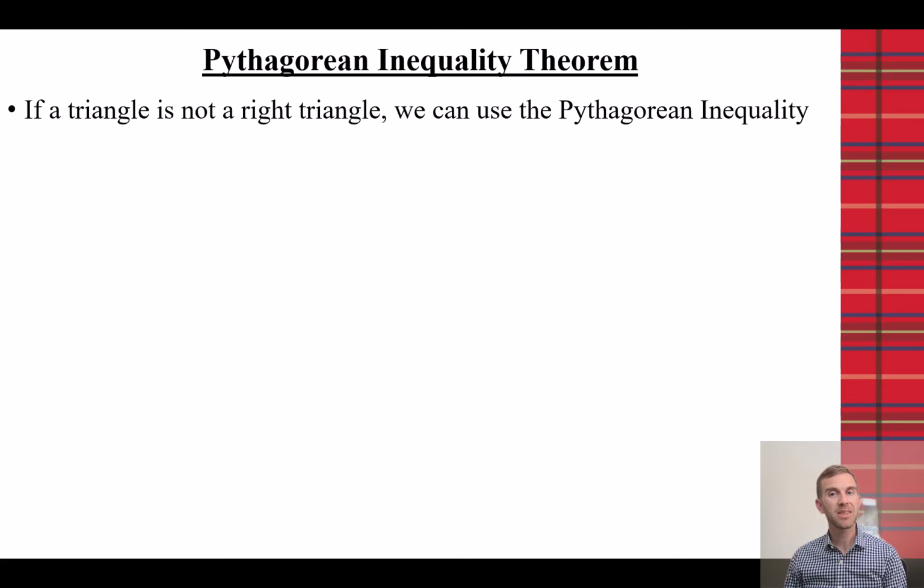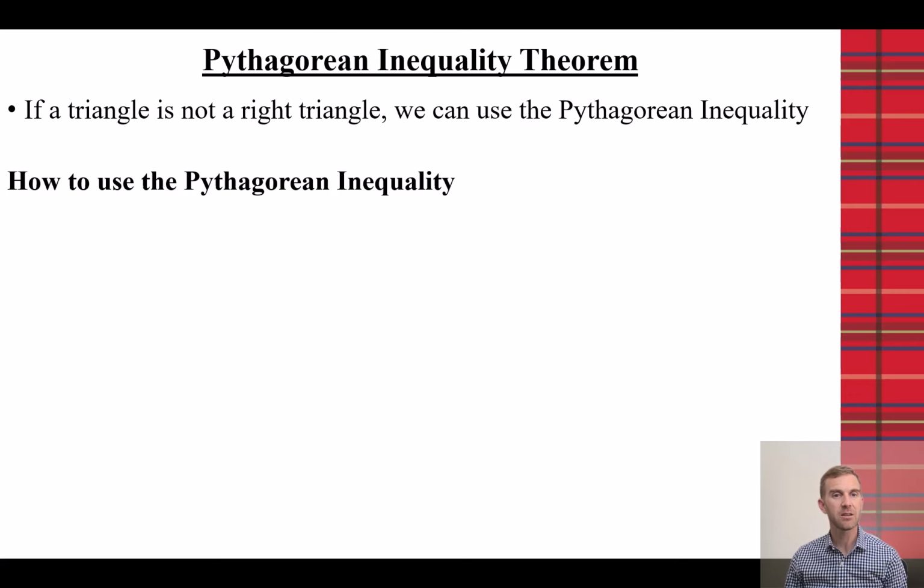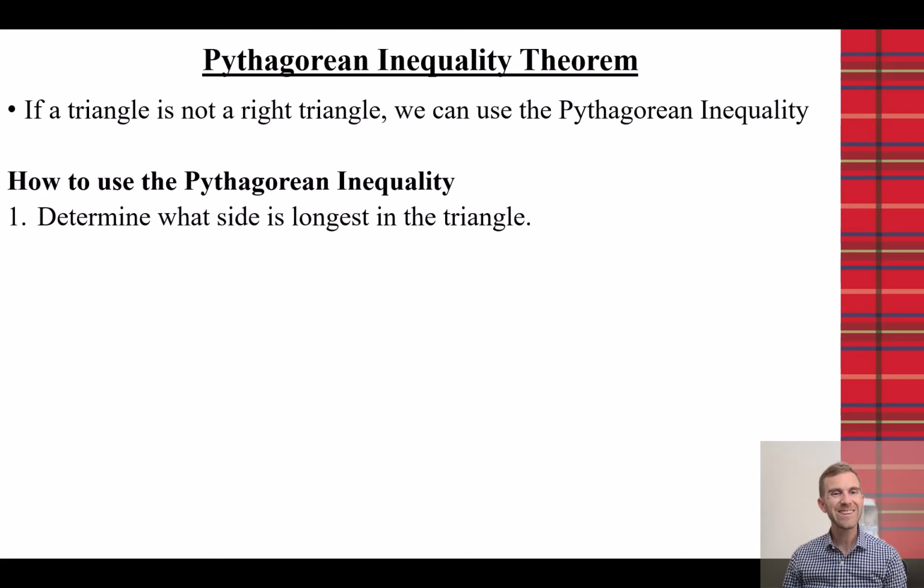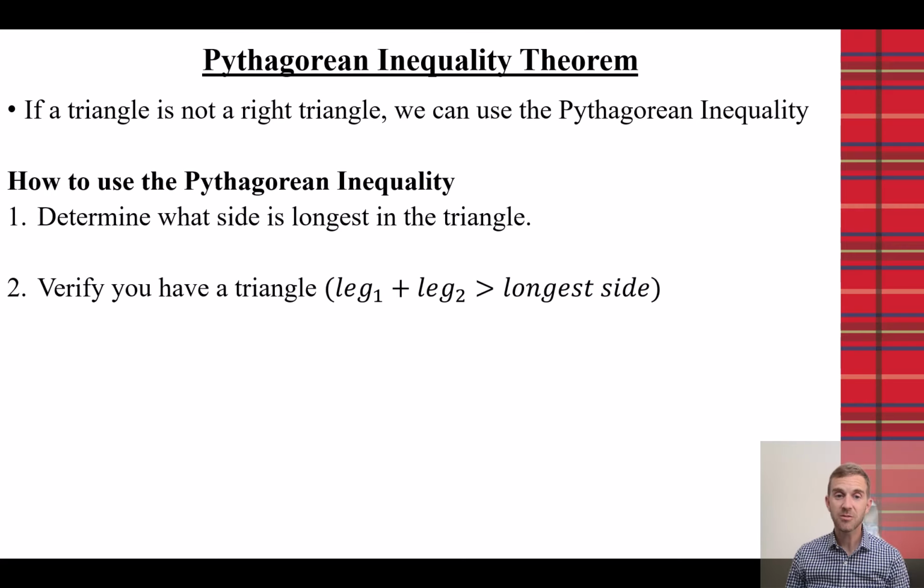Now, what if a triangle isn't a right triangle? We can use what's called the Pythagorean inequality to help us out. And what is that? Let's talk through it. So first, if we want to determine is it right, acute, or obtuse, we first start with what is the longest side of that triangle, because at most, if it is a right triangle, then that has to be the hypotenuse. The second thing we want to do is verify that the three measures do create a triangle. So that means that if I take the two shorter sides, which we'll call the legs, that sum has to be more than the longest side.